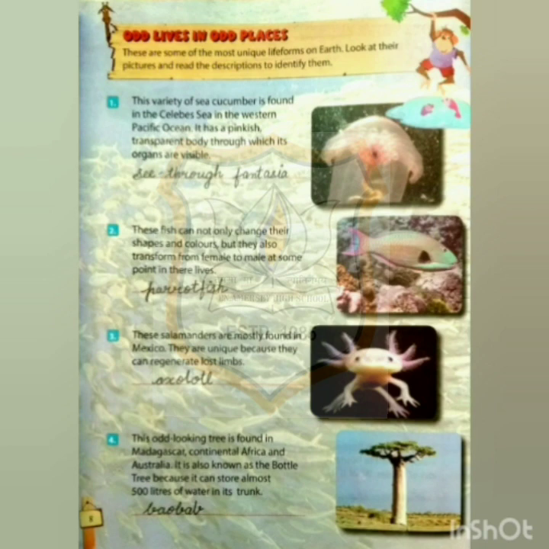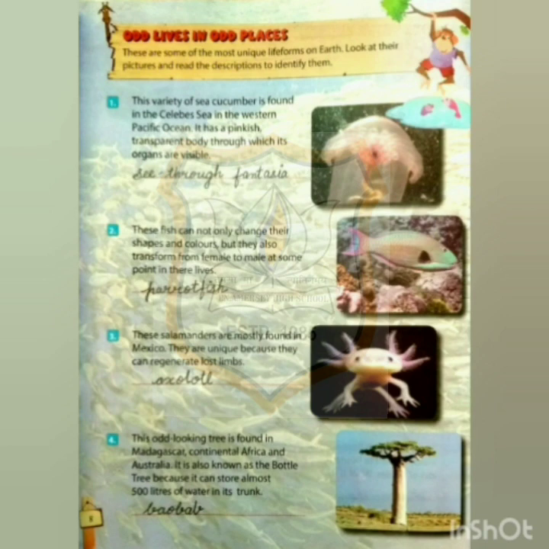It is like a lizard, and they are mostly found in Mexico. They are unique because they can regenerate their lost limbs. Regeneration means they can develop their body parts, that is arms or legs, if they lost it, and it is known as axolotl, right?